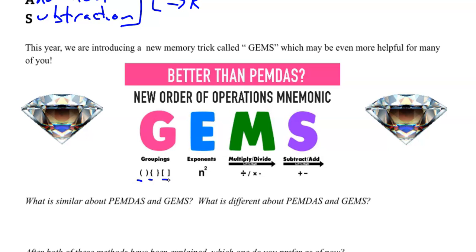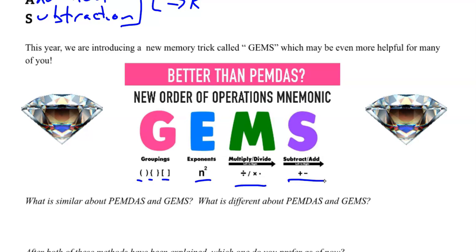And then next we're going to look at exponents. Then we're going to do multiplication and division left to right. So that should sound familiar. Then we're going to do subtraction and addition left to right. So the big difference is that G.